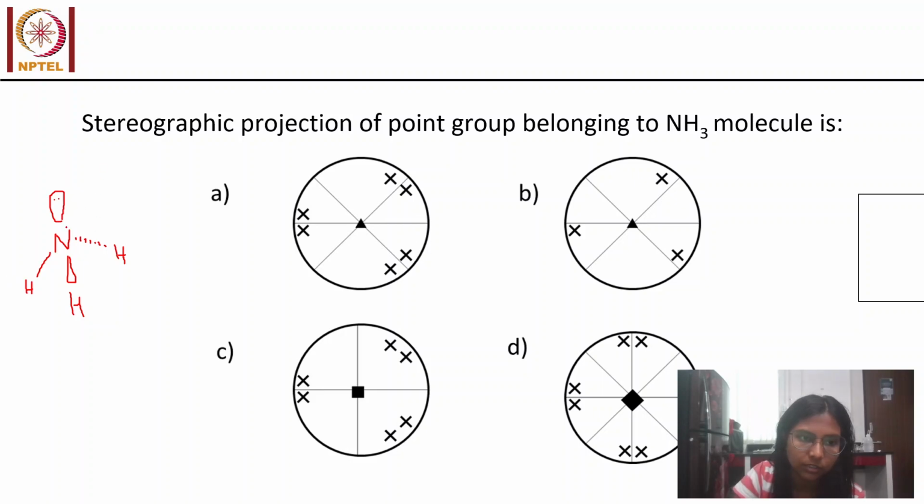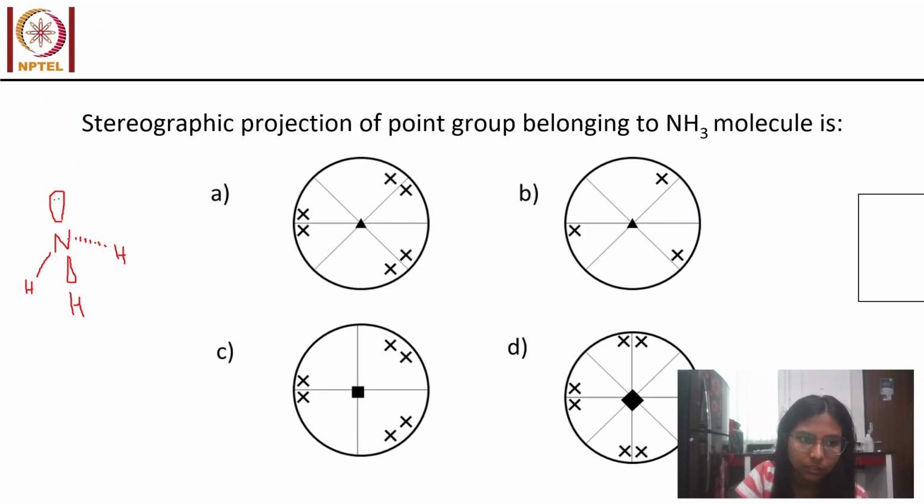At first sight we can see that there is a C3, because if we draw a straight line from the top like this, then all three hydrogens are equivalent and they lie 120 degrees apart from each other. 360 degrees divided by 120 is 3. So at the onset we can say that we have a C3.